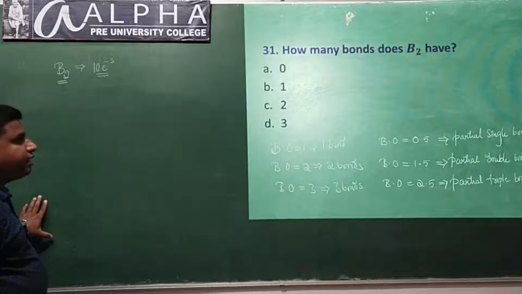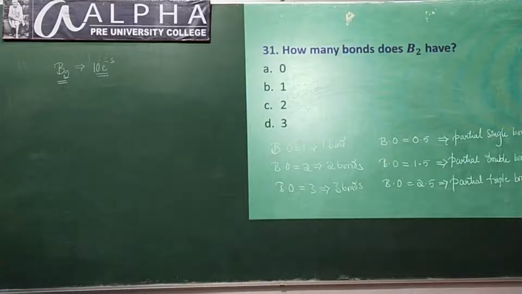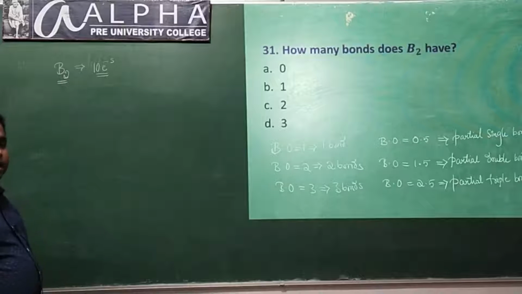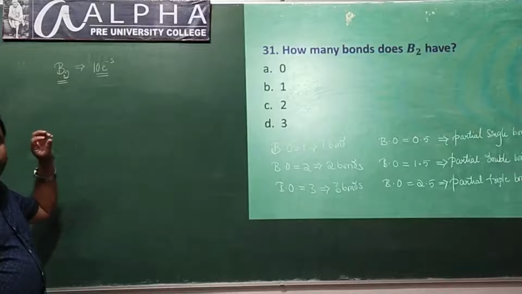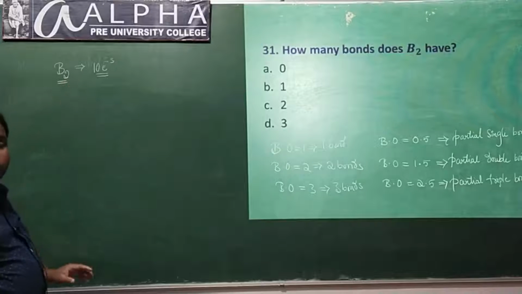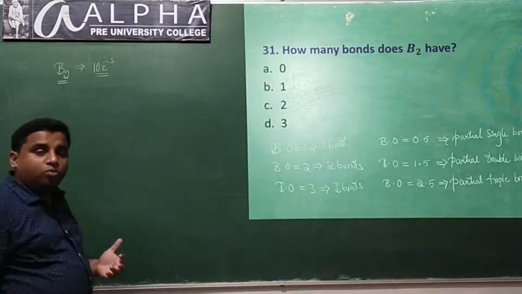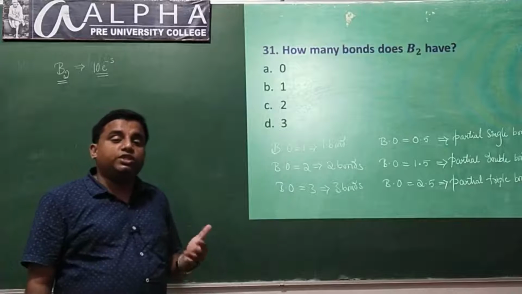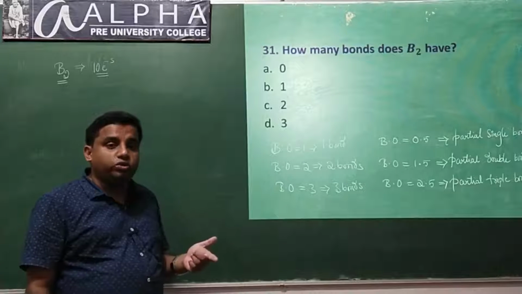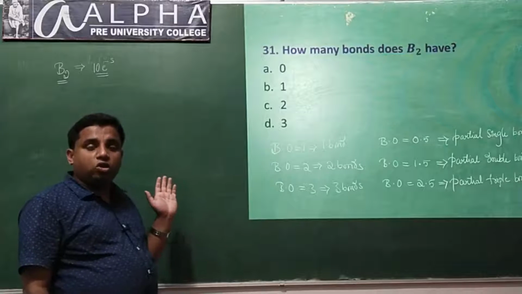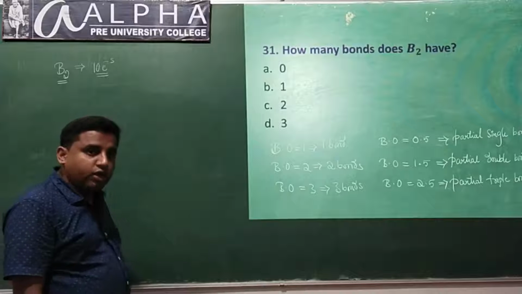So we should calculate how many bonds B2 has. How many bonds are there in B2? B2 altogether has 10 electrons. The atomic number of boron is 5, so 5 plus 5 is 10 electrons. To calculate the bond order, we should use the electronic configuration given by molecular orbital theory. Which configuration will you use if the number of electrons is 10, that is, less than 14?